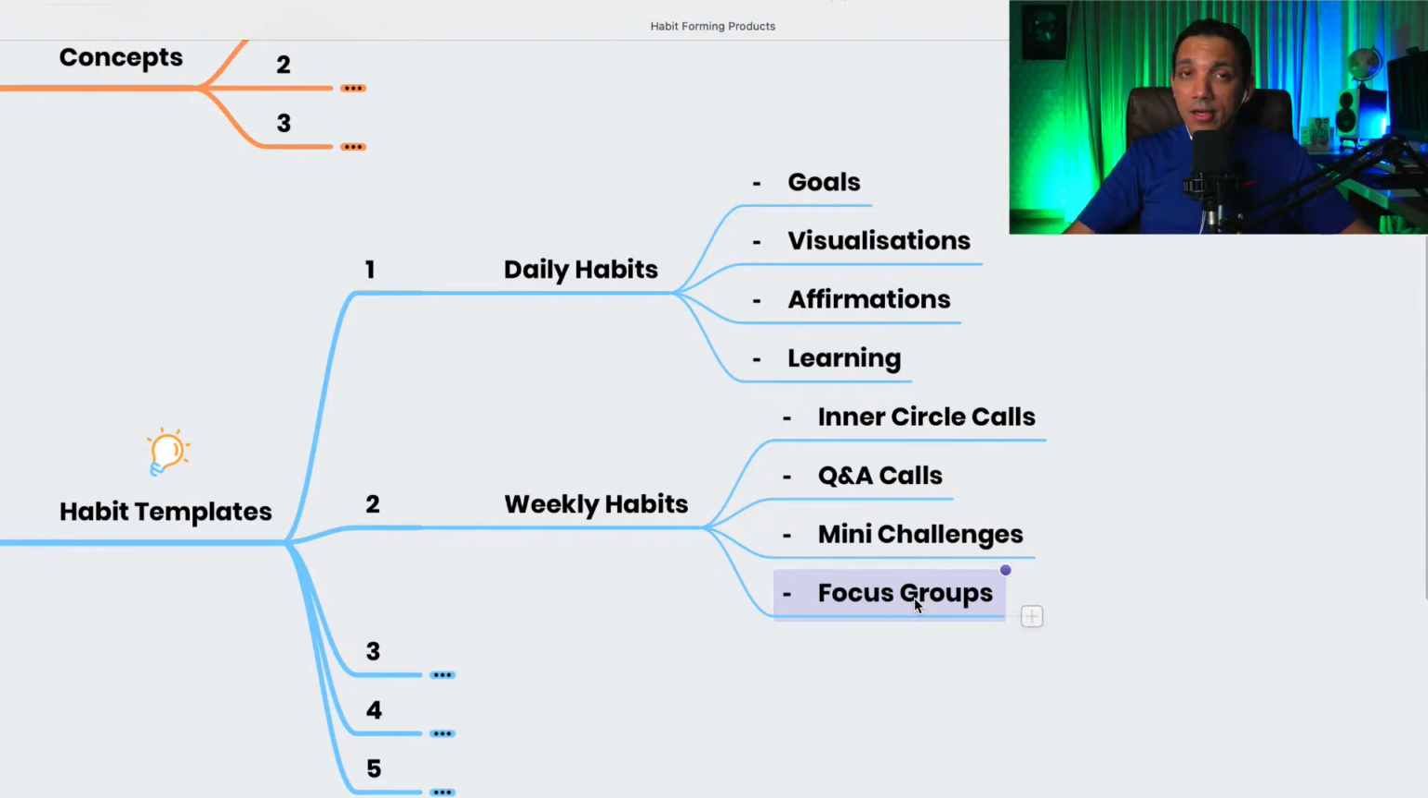This is another habit that you can install into your community members that will help them be more engaged in the learning process, and they will also be better at completing the tasks.